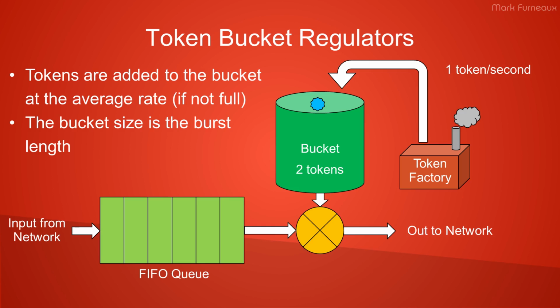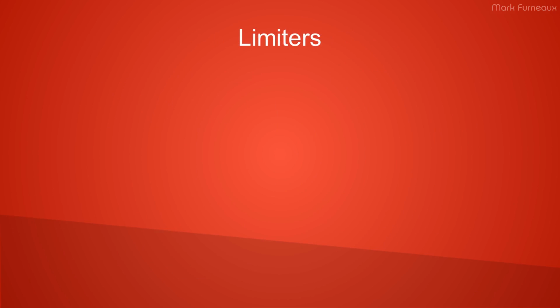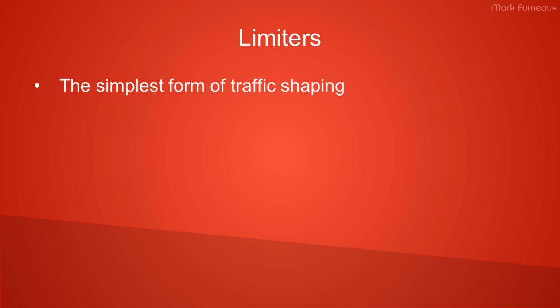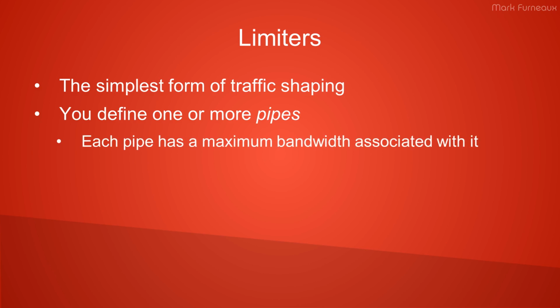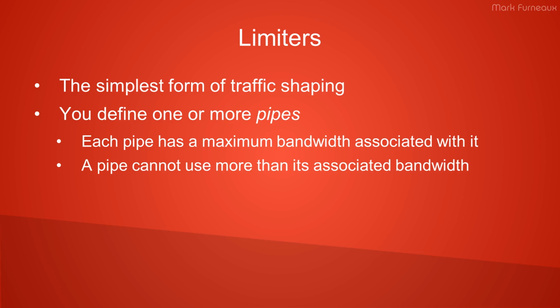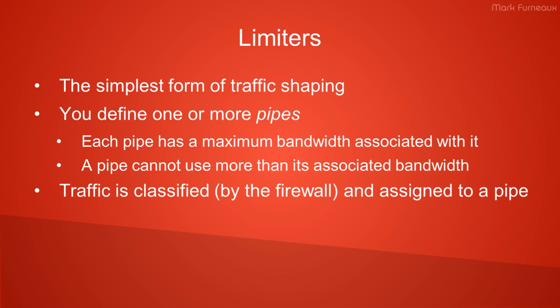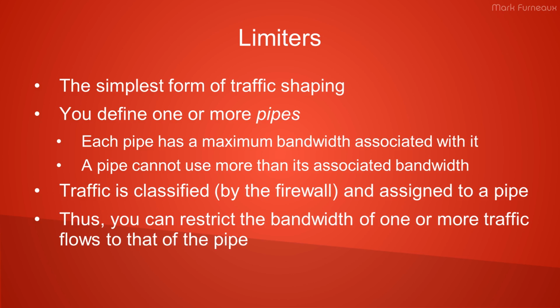So with that aside out of the way, let's move back to the main focus of this video, and let's go over limiters first of all, because limiters are ultimately the simplest form of traffic shaping. The principle of operation is that you define one or more of what are known as pipes, and each pipe has a maximum bandwidth that's associated with it. And the idea is that a pipe cannot use more than its associated bandwidth. You write some firewall rules which classify traffic, and it assigns that traffic to a particular pipe. And so therefore, you can restrict the bandwidth of those traffic flows to the bandwidth that you've set for the pipe.